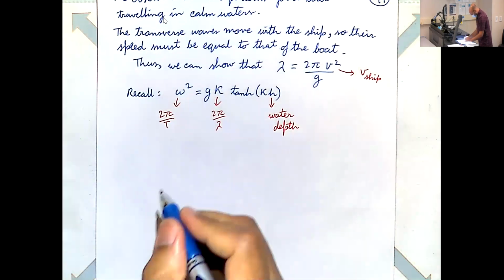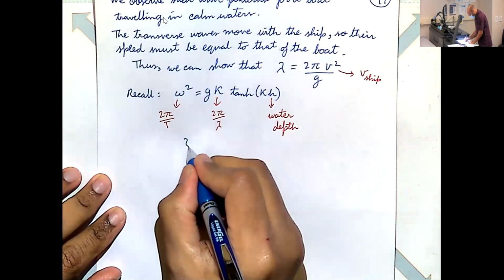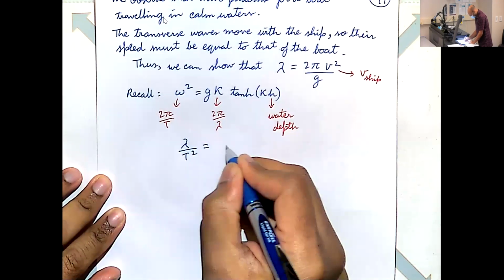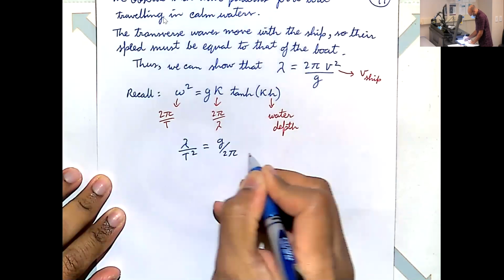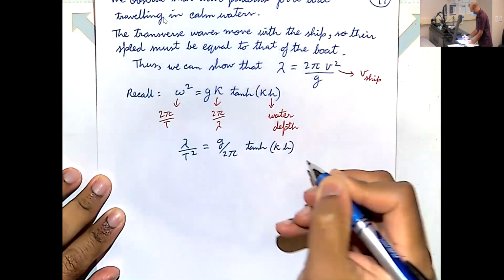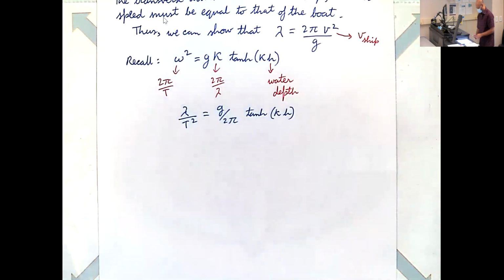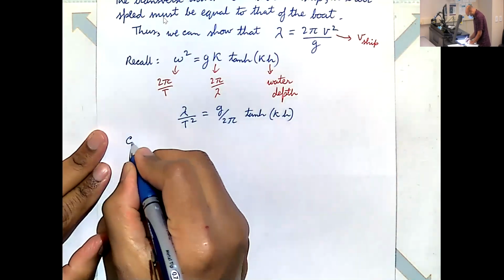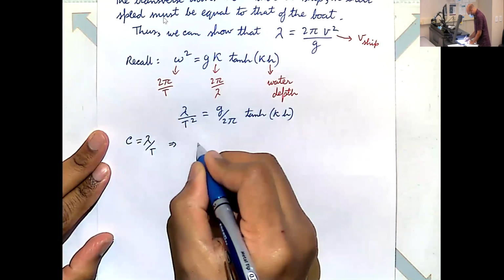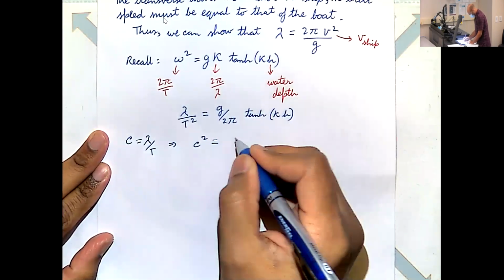Okay, when we rearrange this, what do we get? We get lambda over t squared equal g over 2 pi. Okay, and you remember the celerity or wave speed is lambda over t. So this gives us c squared is g lambda.